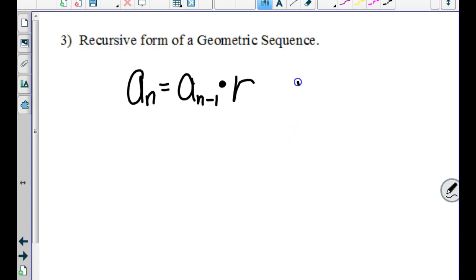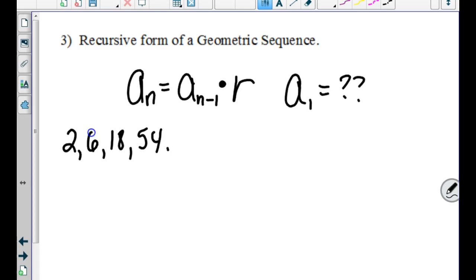And remember, when it's recursive, you always have to tell me where it started. So our example again, 2 times 3 times 3 times 3. Okay, how would you write that as a recursive sequence?